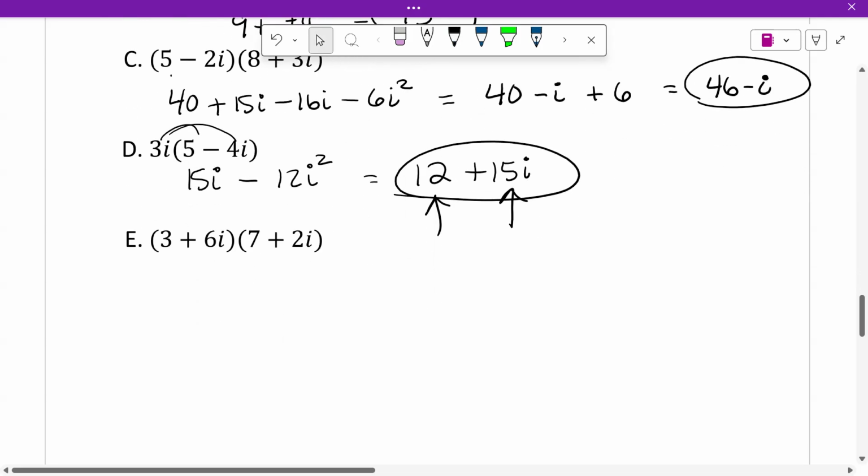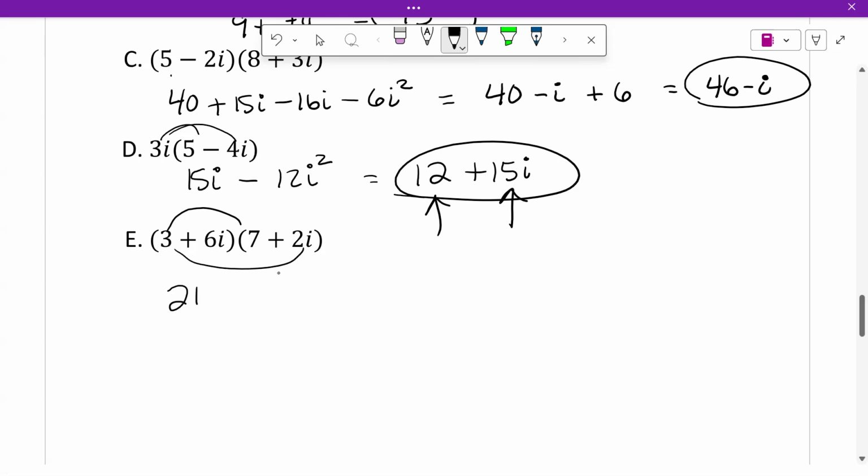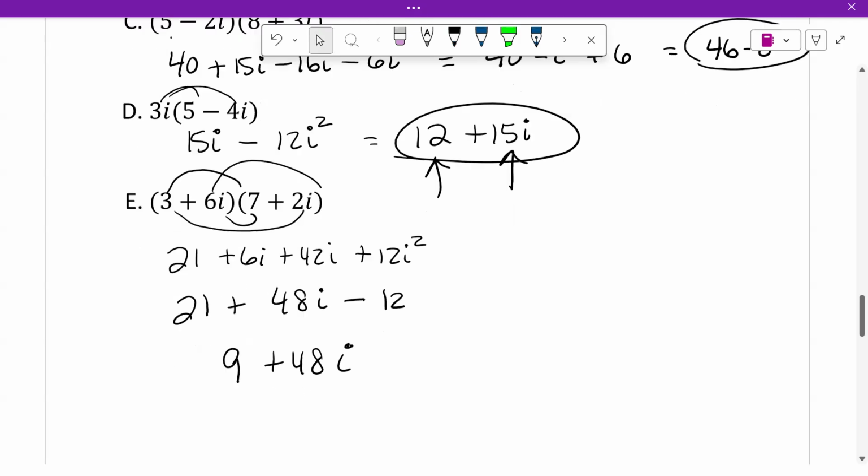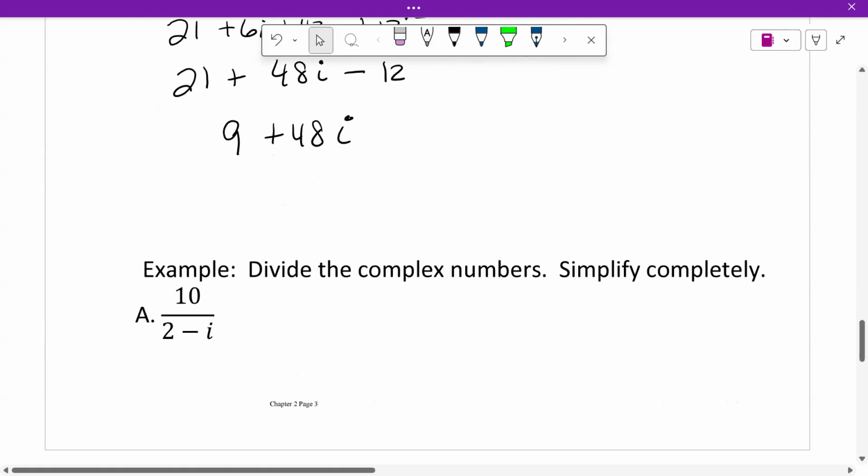Okay, last one. Let's FOIL this one. 3 times 7 is? Outers, 6I. Inners, 42I. Last times last. So it's 21 plus 48I minus 12, because plus 12I squared is minus 12. So then it's 9 plus 48I. Oh, we weren't done. We got one little part left.